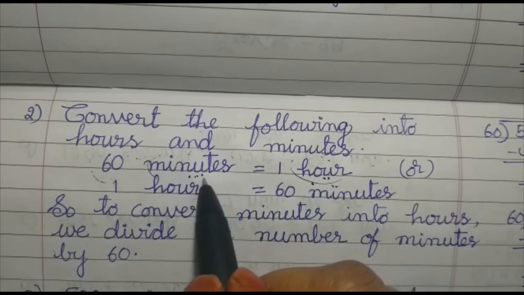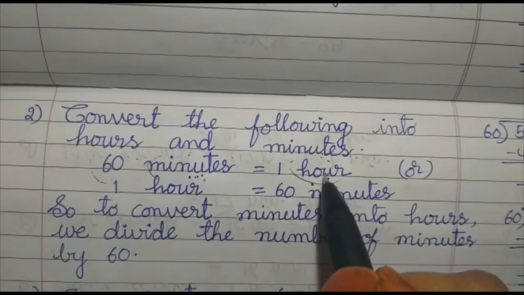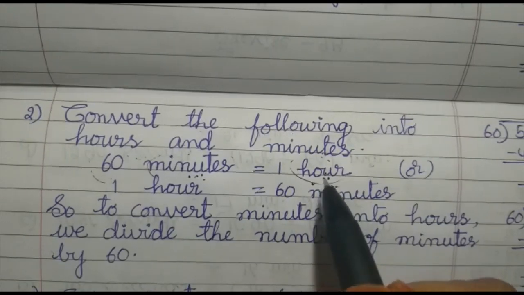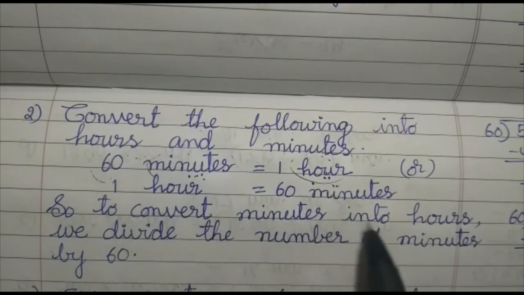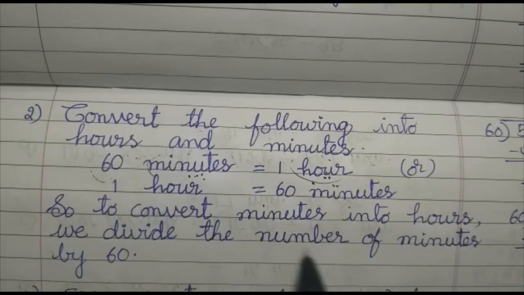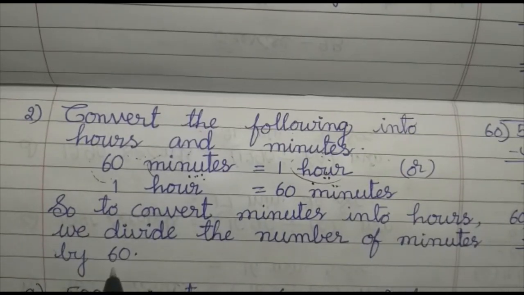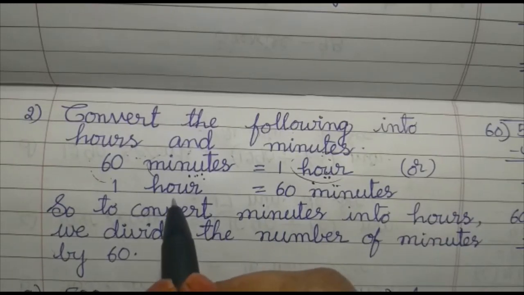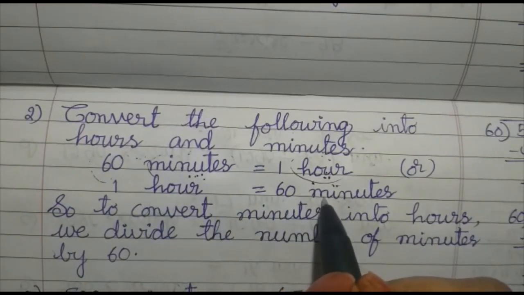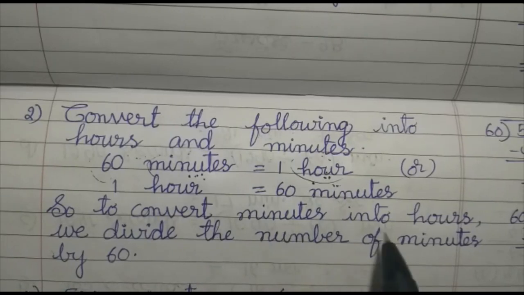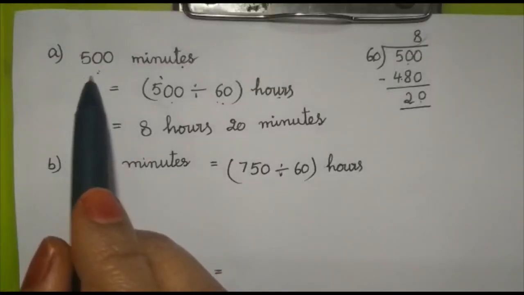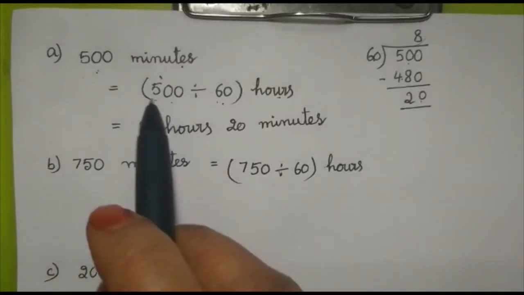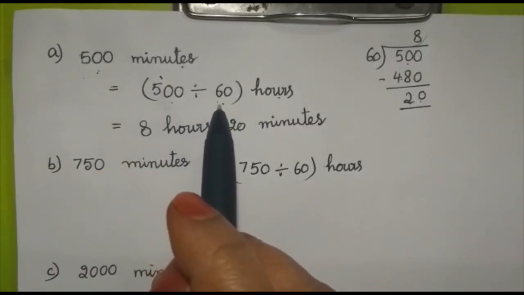When you are converting a smaller unit to a bigger unit, you have to divide, as we discussed in the previous sum. So to convert minutes into hours, we divide the number of minutes by 60. What are we doing, children? 1 hour is equal to 60 minutes. So to convert minutes into hours, we divide the number of minutes by 60. Here see children, 500 minutes.